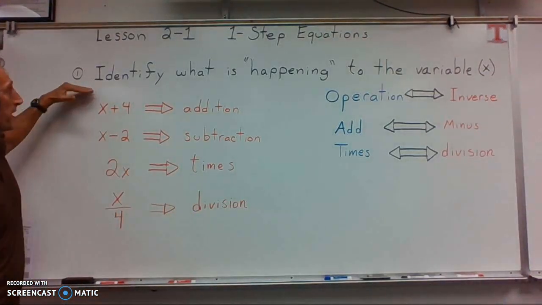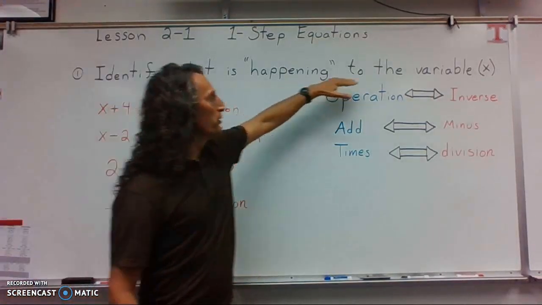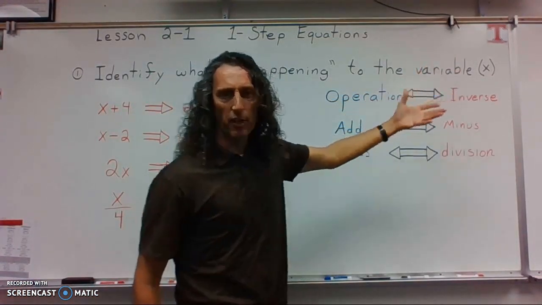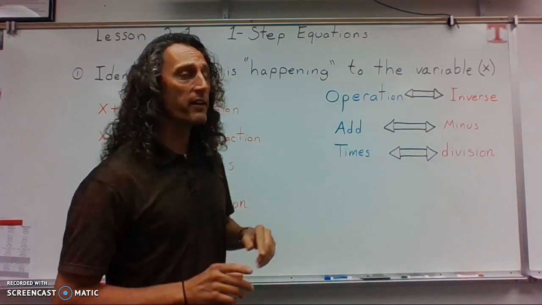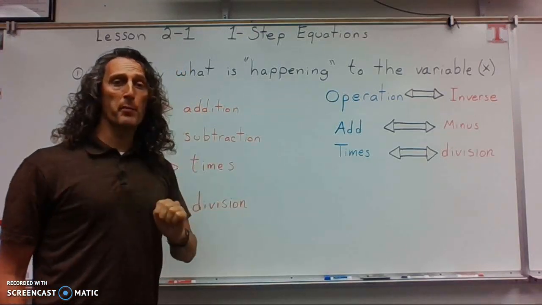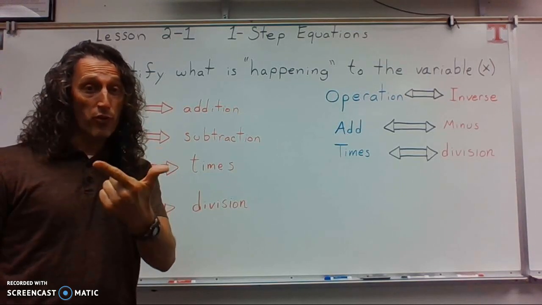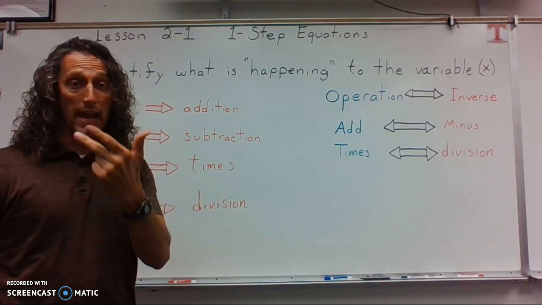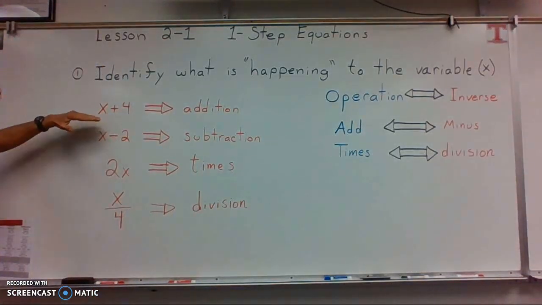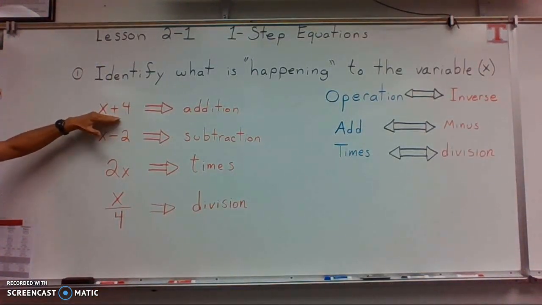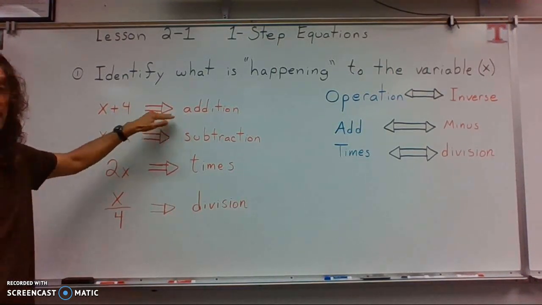Now, our first step is we have to identify what is happening to the variable, or we like to call it x, a, whatever, but we have to identify what's happening with it. Now remember, there's only 4 operations: addition, subtraction, times, and division. Okay, so here I have an x plus 4. So obviously that's going to be addition. We see the plus sign.